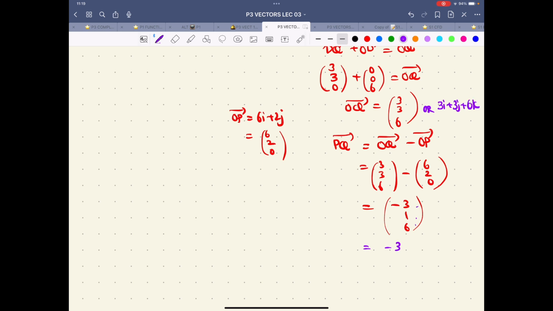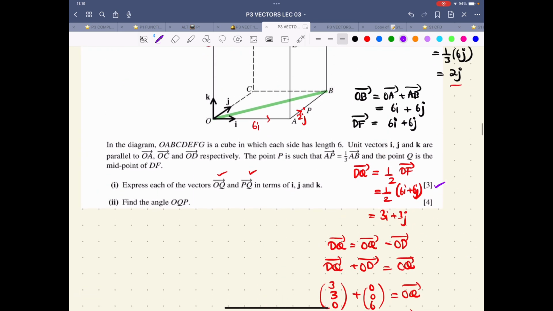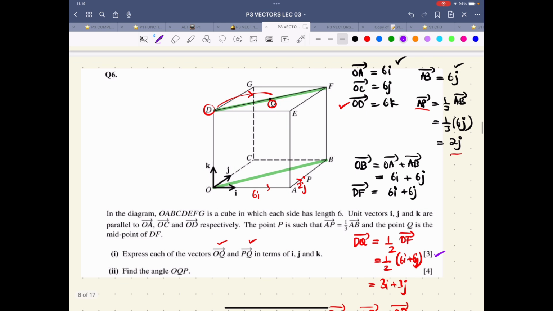Write it as -3i plus 1j or simply j plus 6k. So these two things are found for 3 marks. So there is a lot of working. Now some people ask this question, could we have found OQ directly? You can start from O, you can go till D, and from D you can go till Q. But that's like half of this and half of this in this direction.